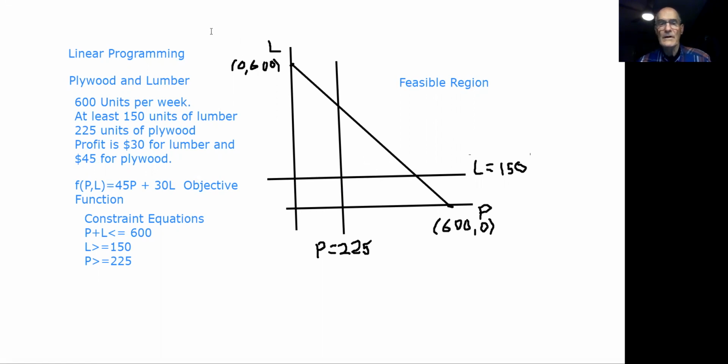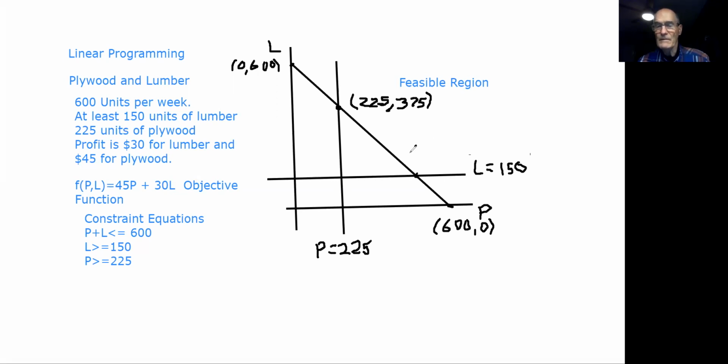So I have a point here if I look. So this coordinate right here is P is 225. So I have 225 here. And if I subtract 225 from 600, then that is 375. So that coordinate right there is 225 and 375.